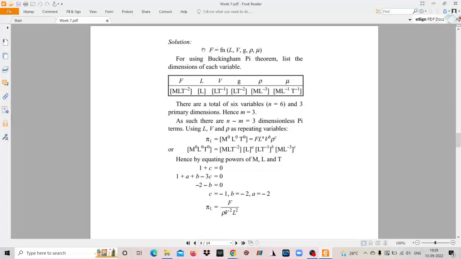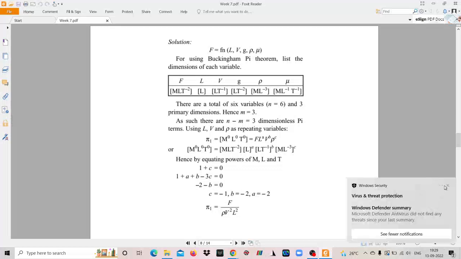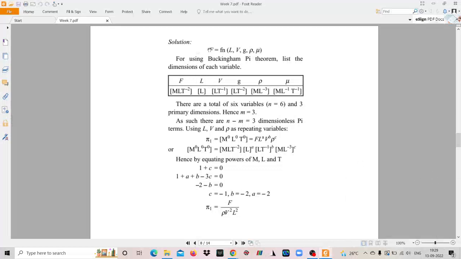You cannot choose the dependent variable, that is F, as the repeating variable. Now out of L, V, rho and mu, you have to select the repeating variables in such a way that they contain all the fundamental dimensions, that is M, L and T. And what is the fundamental rule? If it is possible, it may not be possible in all situations, choose one length dimension, one velocity dimension and one density.